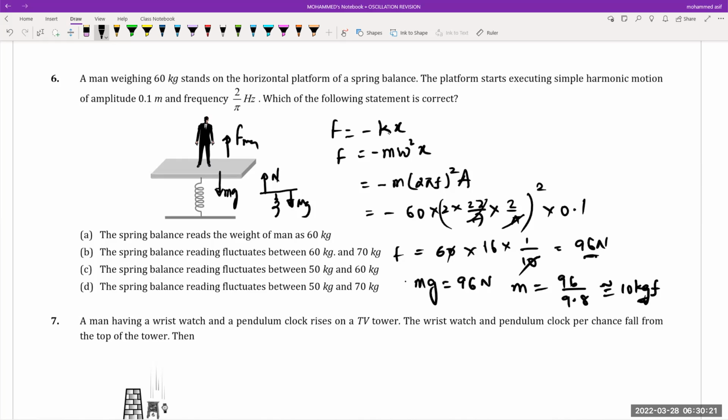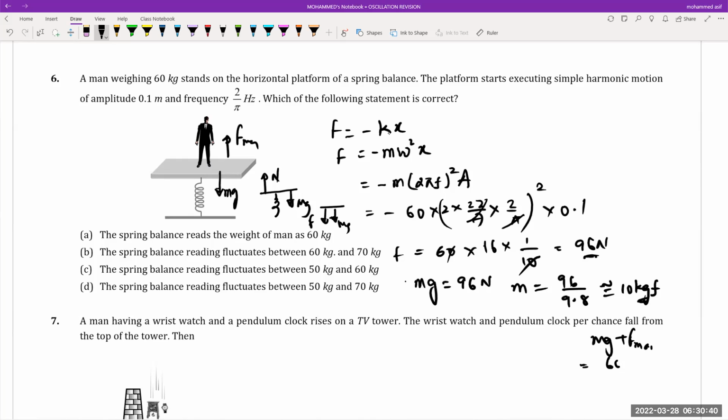ये कितना बन जाएगा फिर, जब weight of the body will act in the downward direction, mg plus f max also will act in the downward direction, क्योंकि mean position से now when body goes in the upward direction, mg acts in the downward direction और इसका force also will act in the downward direction. So it is mg plus f max.